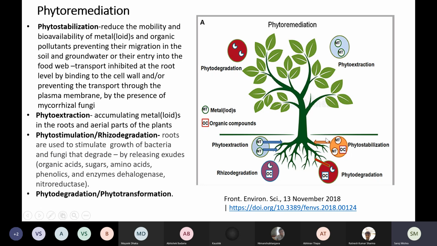Now, as you see here for phytoextraction, many of these metals are taken up through the roots. They are transported here and eventually they can be deposited in the leaves. So as long as it is not toxic to the plants, the plant is capable of taking these metals from the soil and accumulating them in different parts of the plant, including the leaves. That mechanism is called phytoextraction.